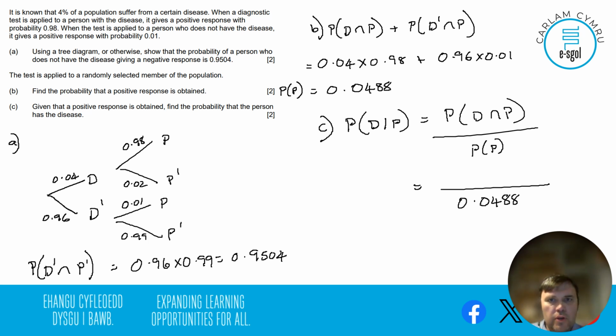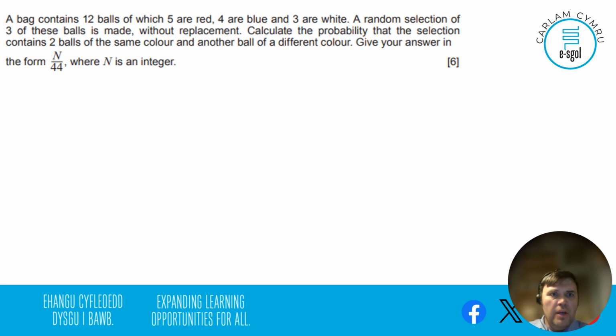And now we need to work out the probability of having the disease and being positive. So this is going to be the top end of the tree. So it's going to be 0.04 times 0.98. And that gives us an answer of 0.803. And there you're using your tree diagram. You don't have to use the tree diagram, although it does help to visualize exactly where you're getting all the numbers from.